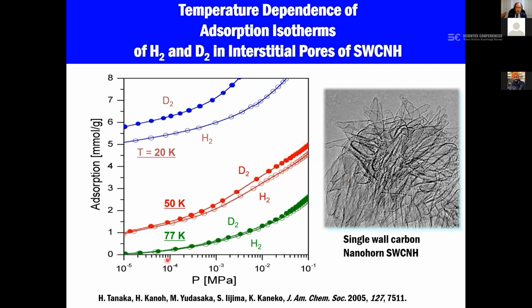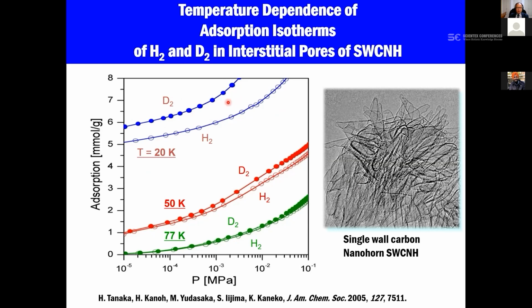Here, I want to show you one example: adsorption of hydrogen and deuterium in single carbon nanohorns at the boiling temperature of hydrogen, 20 Kelvin. The heavier deuterium has the smaller fluctuation, so more deuterium is adsorbed, as shown here. The points are experimental ones. The curve can be simulated by quantum potential. Then this gives the evidence that quantum molecular sieving is present.